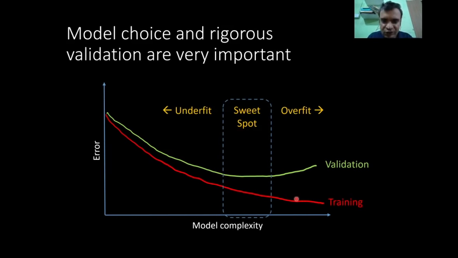So that sweet spot has to be found. Any model that is more complex than that is an overfit. Any model that is less complex than that is an underfitting model. So a lot of machine learning is about finding that sweet spot and actually rigorously doing that validation. I'll come to that in a little bit more. I'll specifically talk about what rigorous validation means.